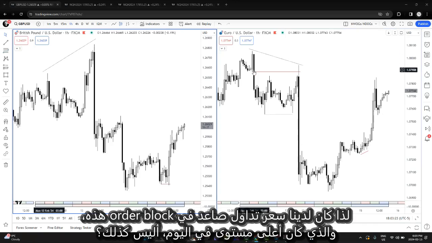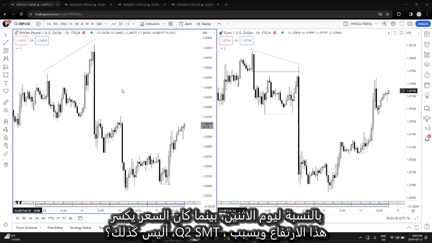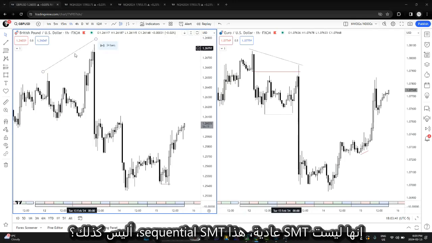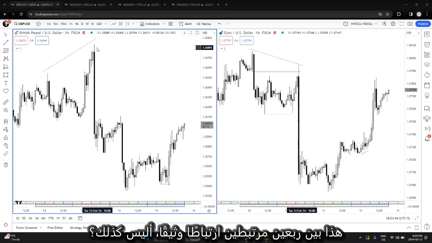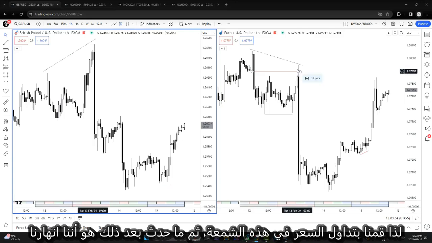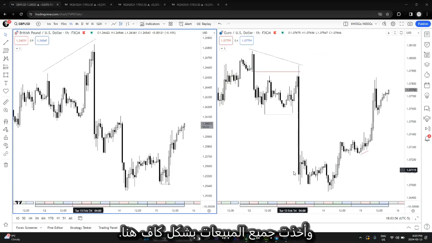So we had price trading up into this order block, which was the high of the day for Monday, while price was breaking above this high and causing sequential SMT, right? It's not a regular SMT. This is sequential SMT, between two closely related quarters. So we had price trading up into this candle, and what happened afterwards? We broke down and took out the sell side liquidity here.